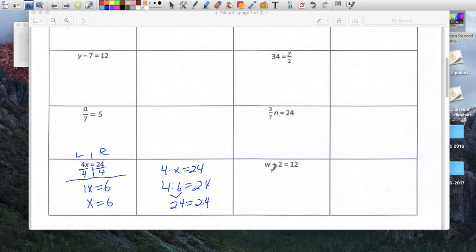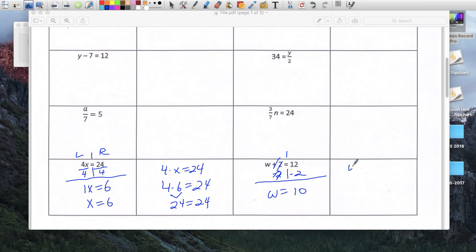w plus 2 equals 12. Again, this one is an addition equation, so I'm going to use the opposite of addition, which is subtraction, minus 2. Oops, I need to write minus 2, and I'm going to do minus 2 on this side. A plus 2 and a minus 2 are completely opposite, so they equal 0. The w comes down, and 12 minus 2 equals 10.